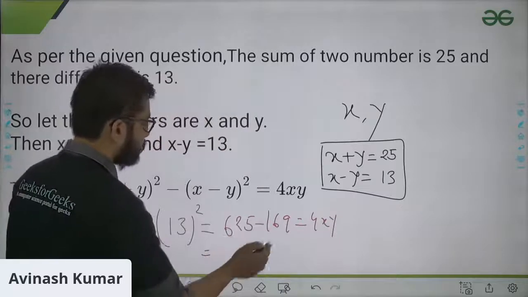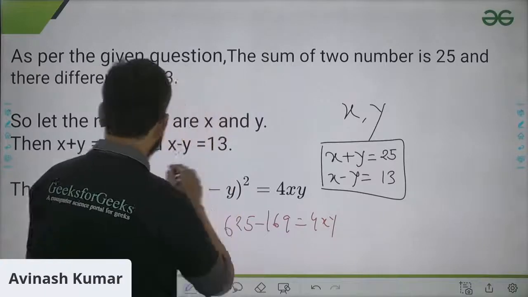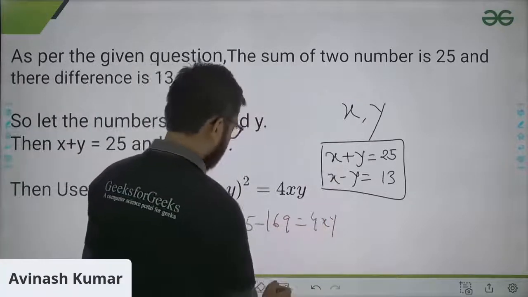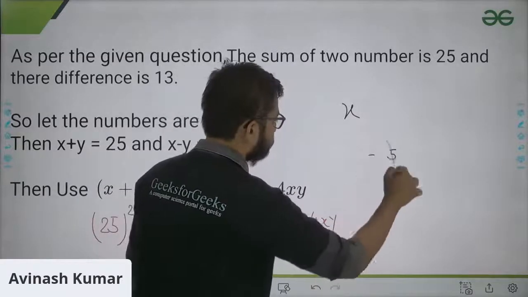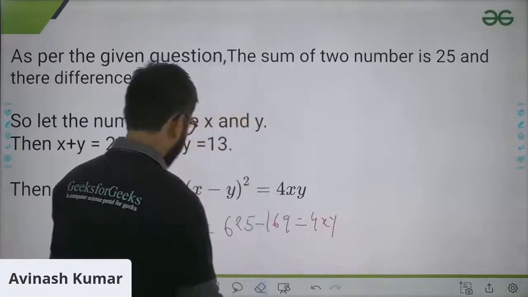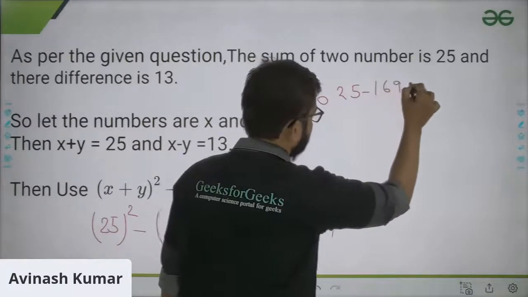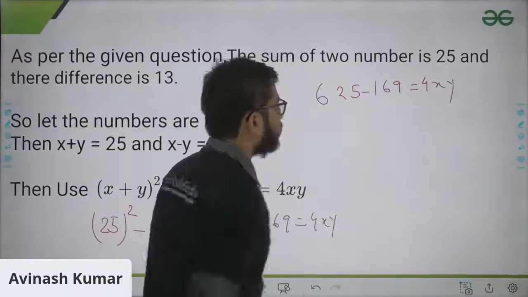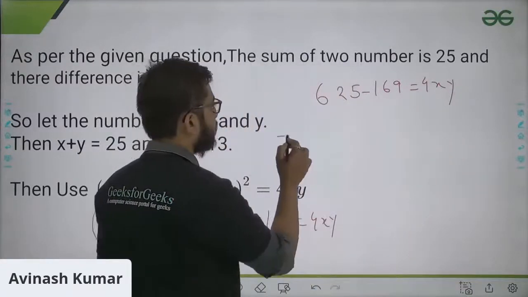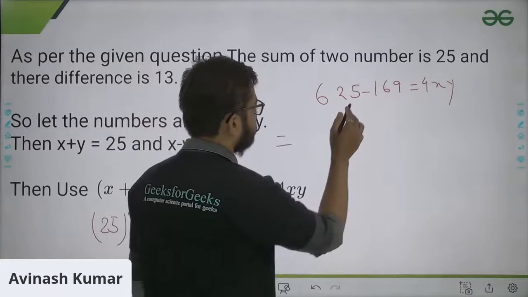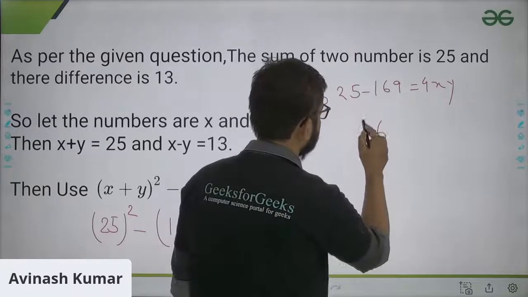Now we have 625 minus 169 is equal to 4xy. Once we solve this part, I'm going to divide it by 4 and we will get the answer. Borrowing, 15 minus 9 is 6, then 12 minus 6 is 6.